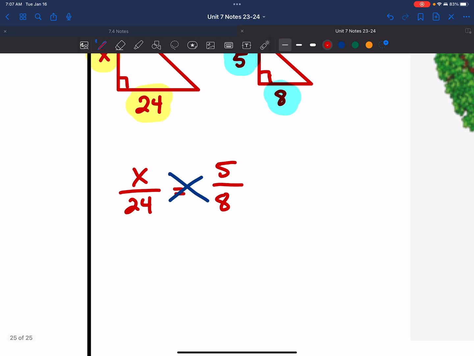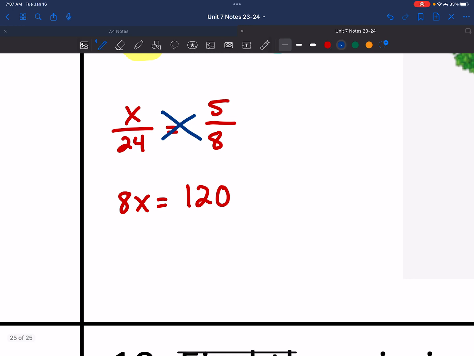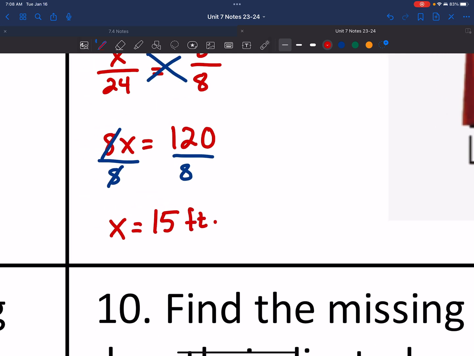And the way we get rid of those fractions: cross multiply. So 8 times x gives me 8x. 24 times 5 is 120. I'm going to divide by 8 on each side. And so x is going to equal, I believe that's 15, but let me check. Yeah, 15. So that tree is 15 feet tall.